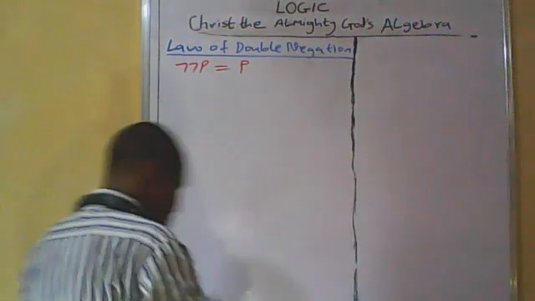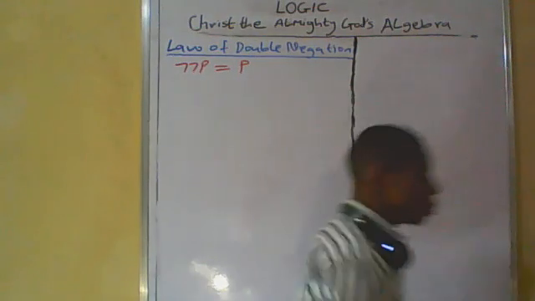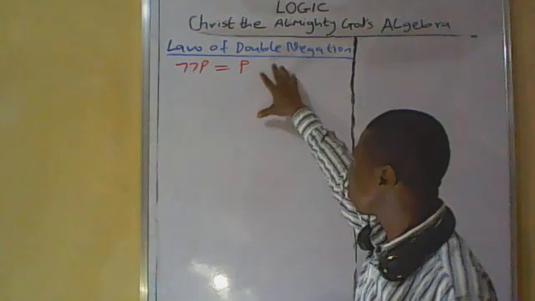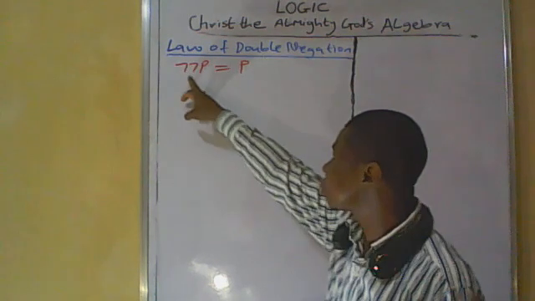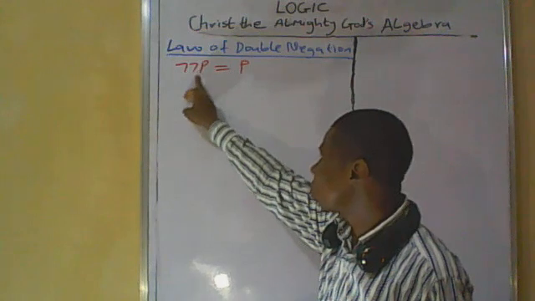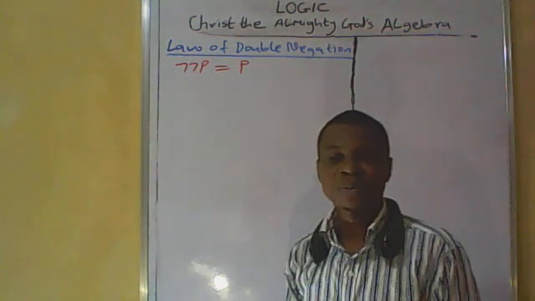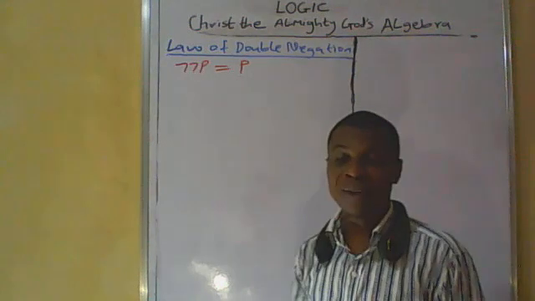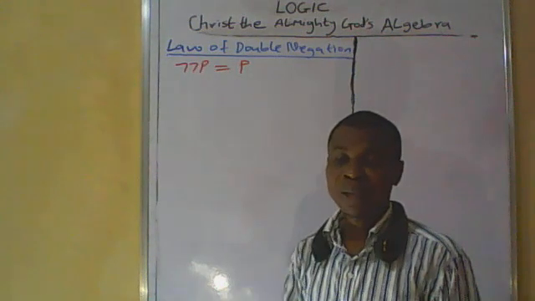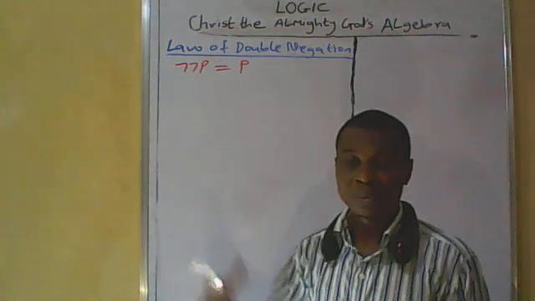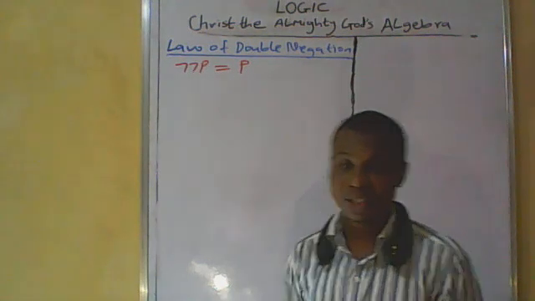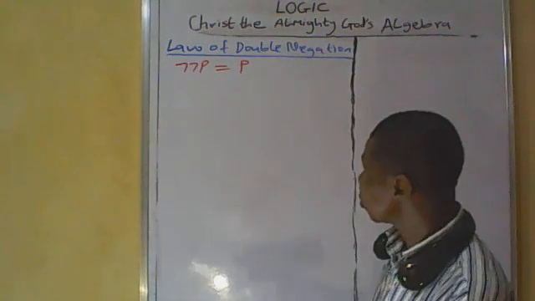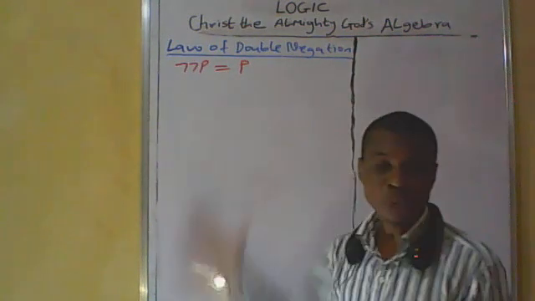So this is an example of the law of double negation. It is called the law of double negation because of the double not connective before P, which is equal to P. So whenever we have double negation before a term or before a statement, it is the same as that statement. So this is the law of double negation. Let us prove it.